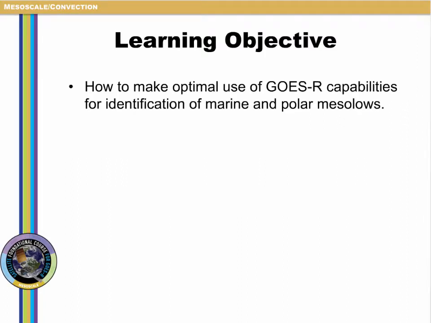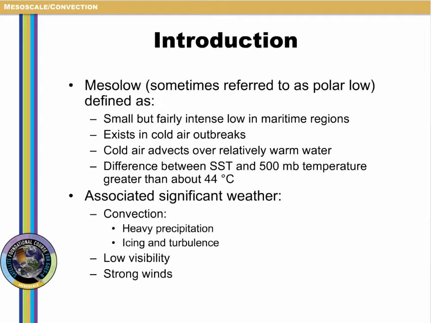Our learning objective is to learn how to make optimal use of GOES-R capabilities for identification of marine and polar mesolows. The mesolow, which is sometimes referred to as a polar low, is defined as a small but fairly intense low in maritime regions. It exists in cold air outbreaks. Cold air advects over relatively warm water.